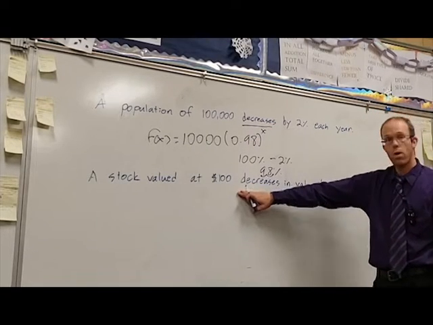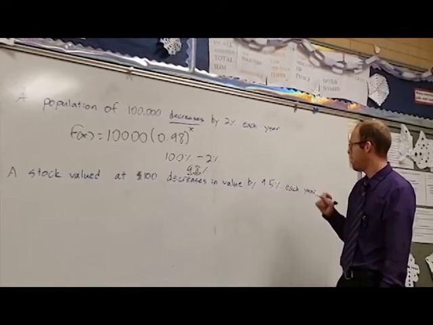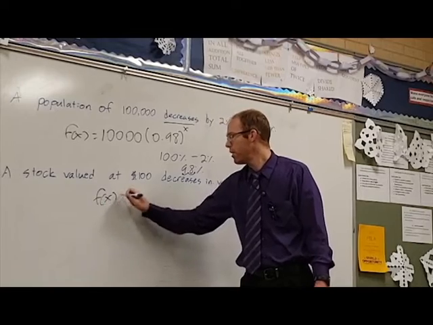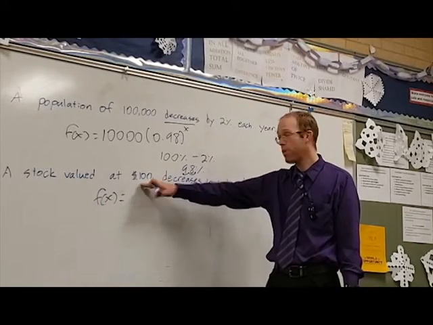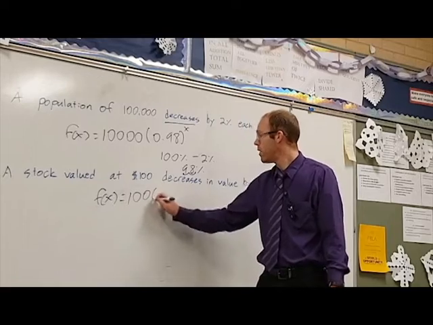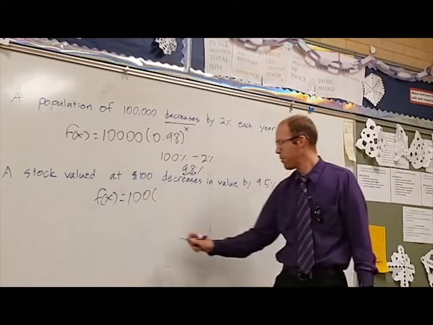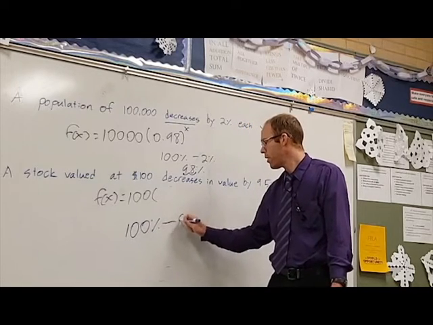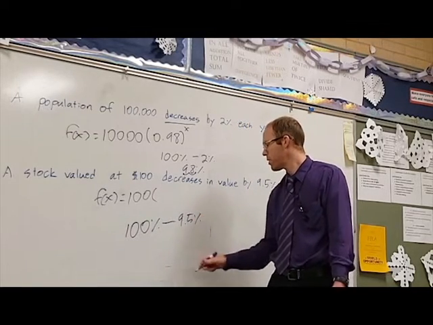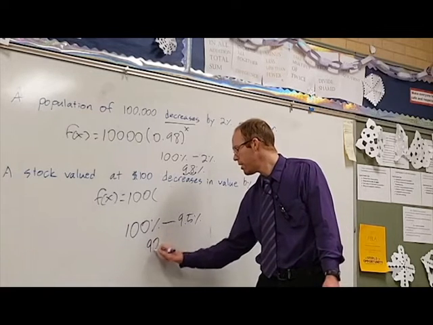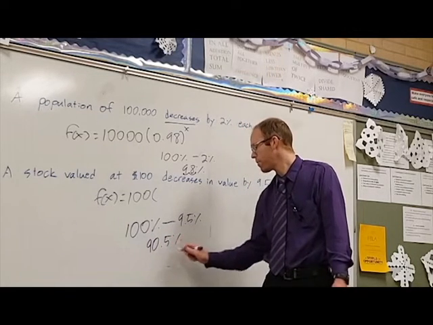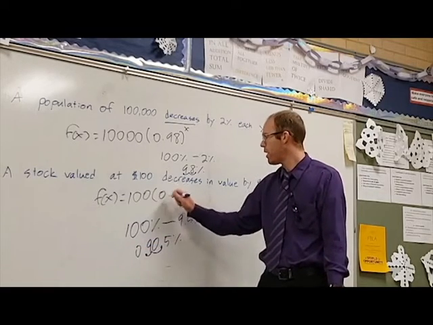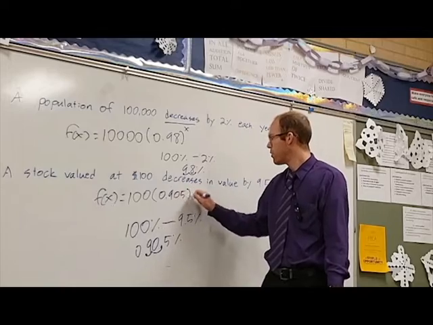A stock valued at $100 decreases in value by 9.5% each year. So f of x equals our initial amount, which is $100. Our multiple, again, will be figured out by this 9.5. So we're going to do our 100% minus the 9.5% that it decreased. That gives us a total of 90.5%. Written as a decimal will be 0.905 to the power of x.